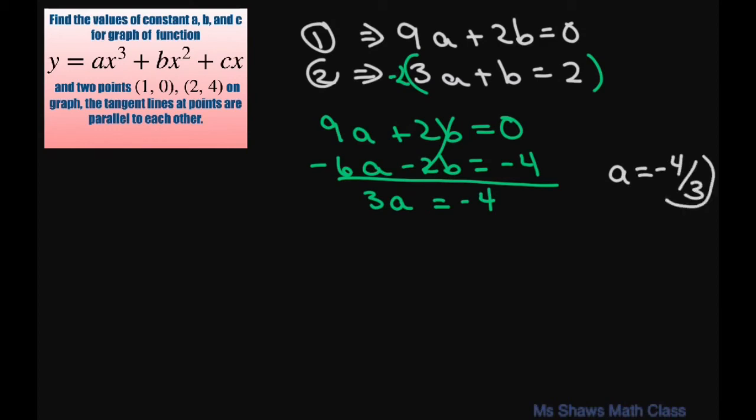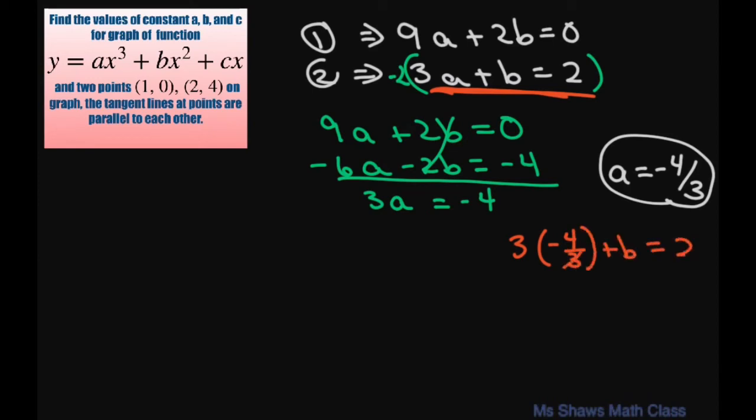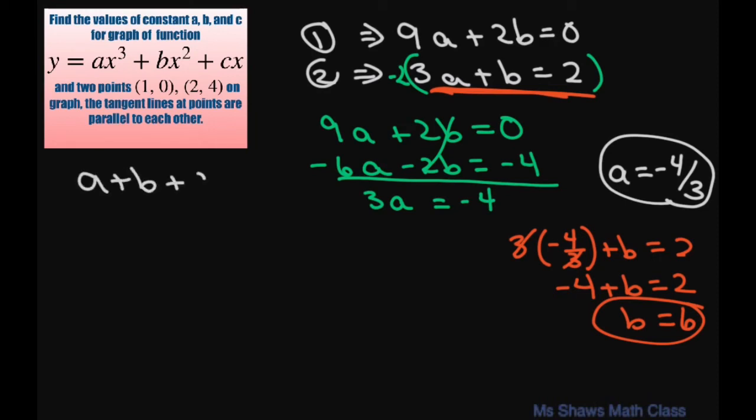Now let's substitute our negative 4/3 back into, I want to do the easy one, this one. So we're going to have 3 times negative 4/3 plus b equals 2. The 3's will cancel. So you have negative 4 plus b equals 2. So b is 6. So now I have a and b, and to get c, I'm going to go back to the equation a plus b plus c equals 0, because that's going to be the easiest one.